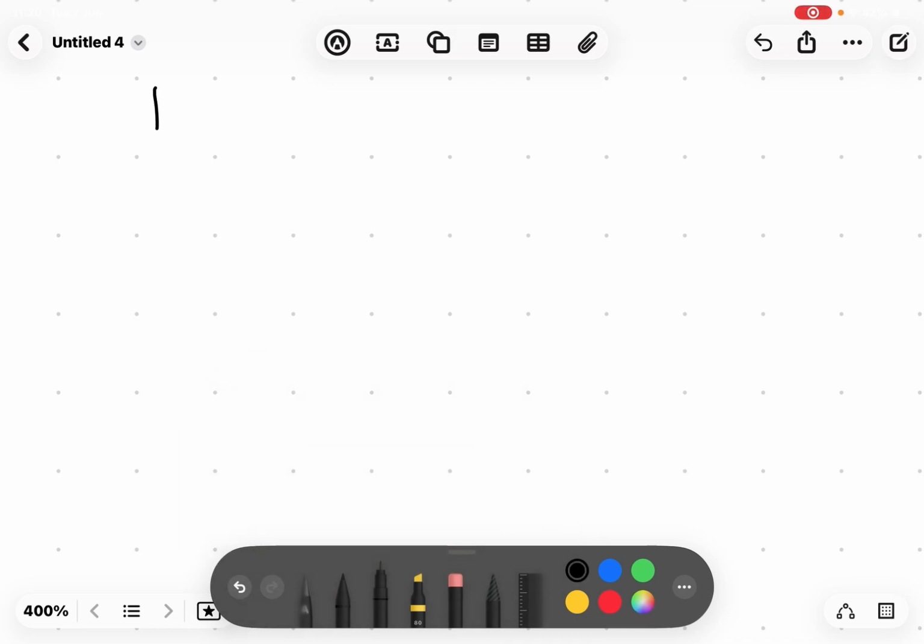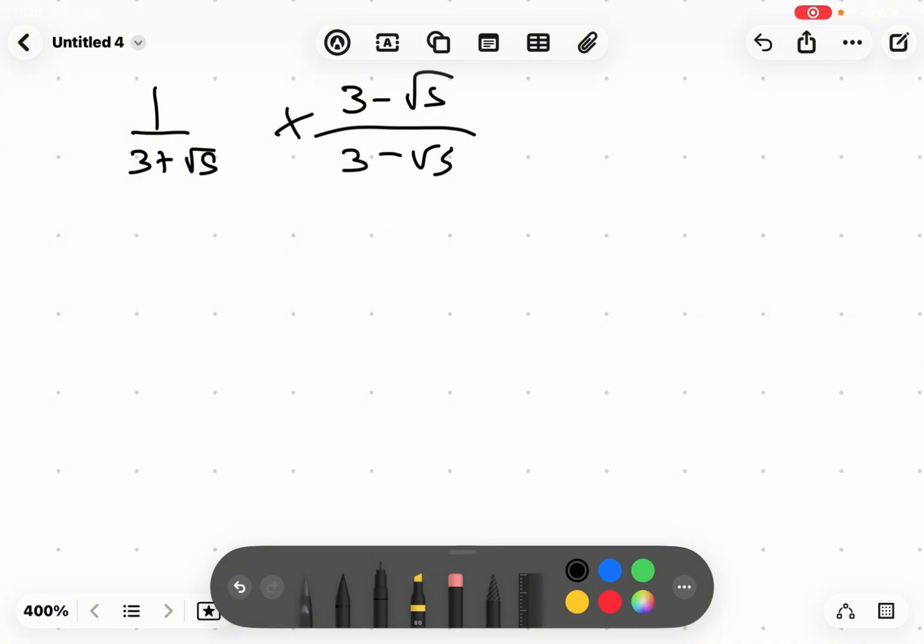Then if it's like this, you basically do the opposite. You do 3 take away 5 take away minus 5, and it's the same thing, so I don't want to go through it.